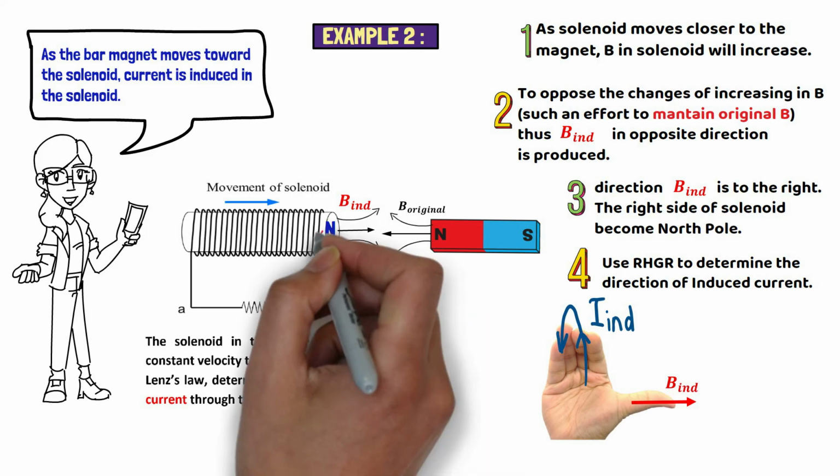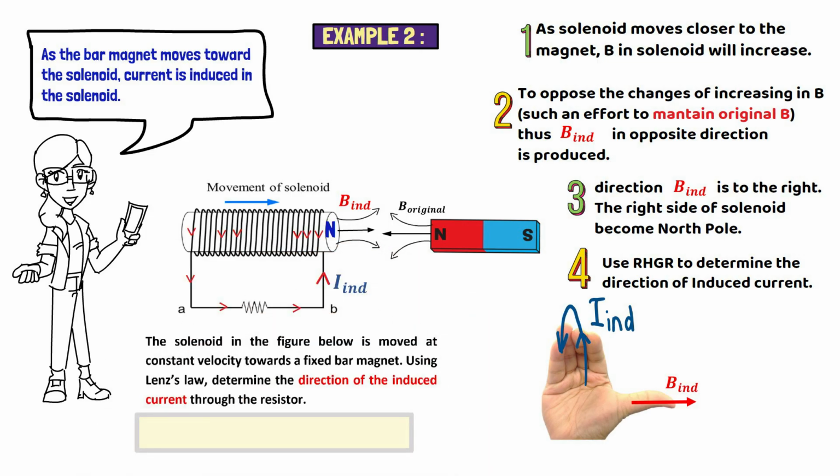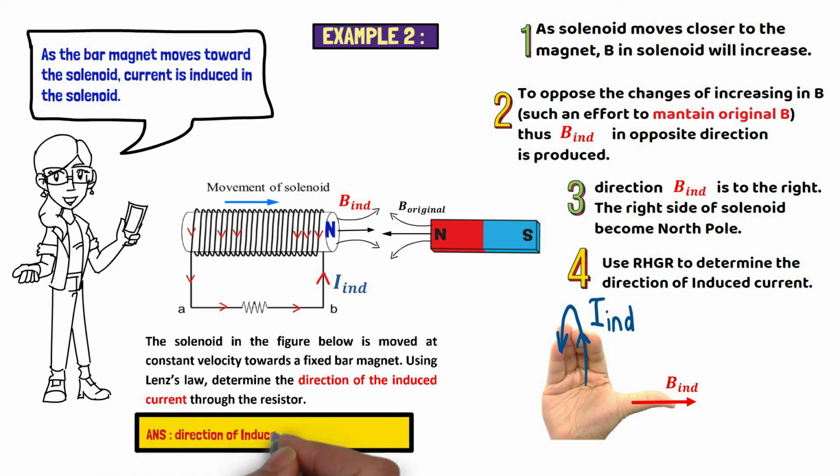Okay, so what is the answer? What is the direction? So the direction of the induced current through the resistor is from A to B, ataupun kita kata ke kiri lah. Okay, yang paling tepat kita nyatakan from A to B.